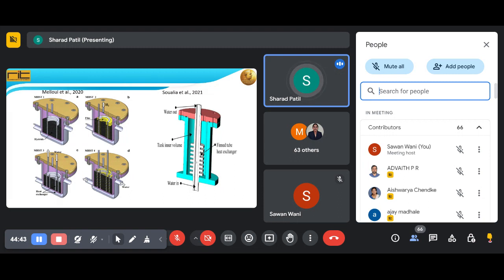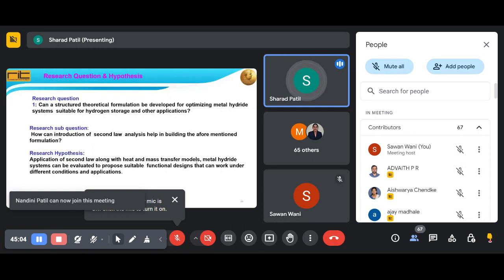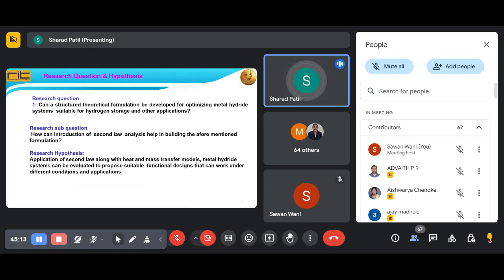Many designs have been proposed by many authors, and have good publications in the International Journal of Hydrogen Energy. With this, they have formulated the first law efficiency. Now, can we have the second law analysis efficiency related to the entropy? Then we can get clear insight into how one can introduce the second law in helping to build optimized metal hydride systems, which can be suitable for storage of hydrogen or any other applications.